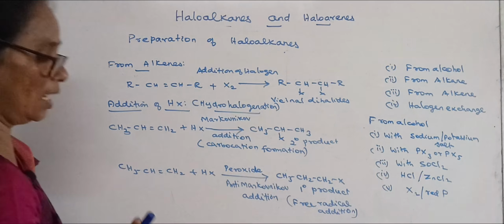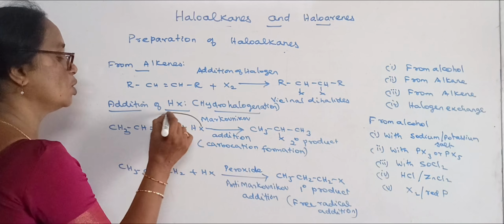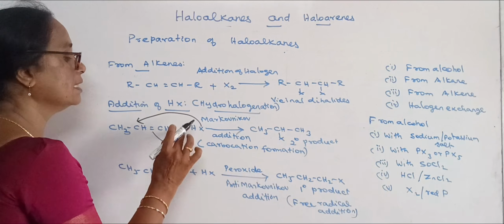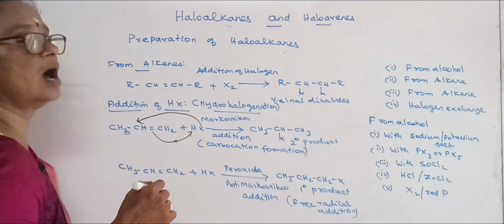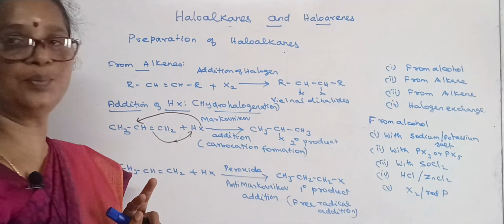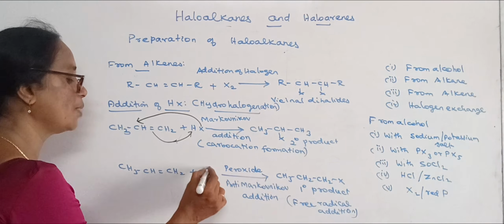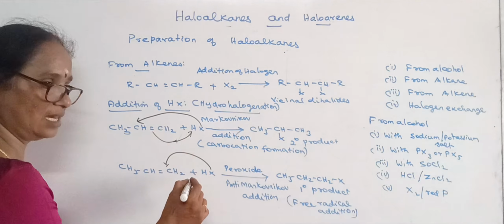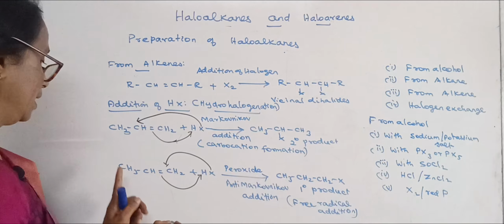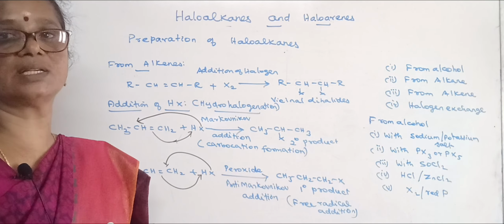So let us see the halogen atom of that hydrogen halide. According to Markovnikov rule, the halogen goes to the carbon with more alkyl substituents and the hydrogen goes to the carbon with less number of alkyl or no alkyl group. So halogen to the secondary carbon, it forms a secondary product. But in presence of peroxide, the halogen goes to the carbon with no alkyl or less alkyl group, and the hydrogen goes to the carbon with more alkyl. So I am getting CH3CH2CH2X. So the primary product will be the product.